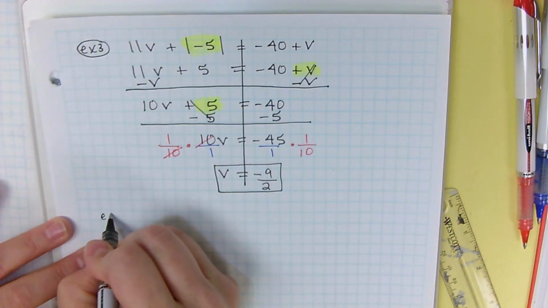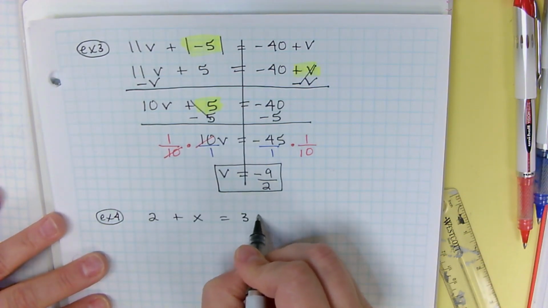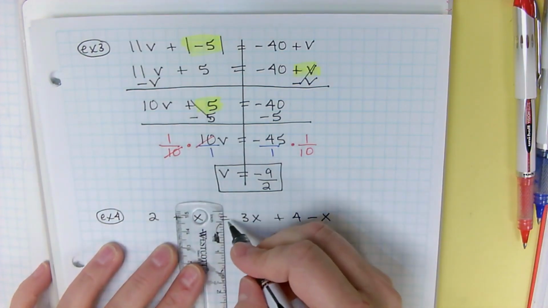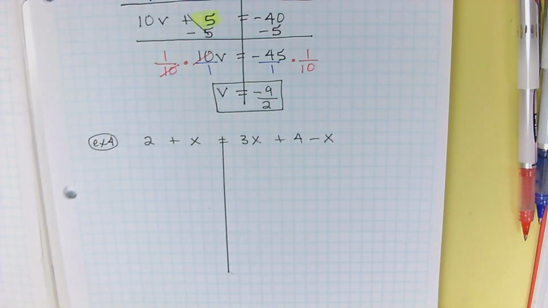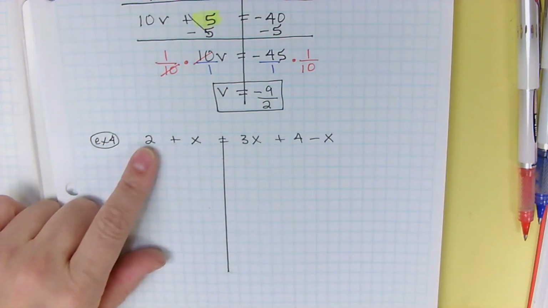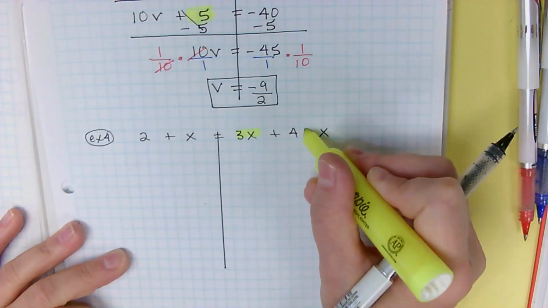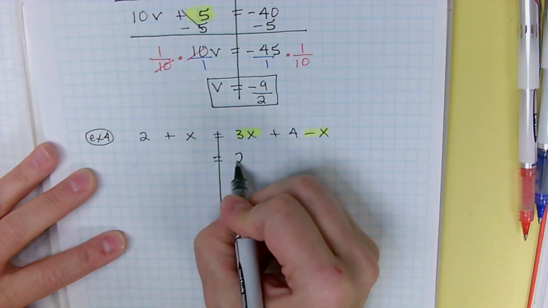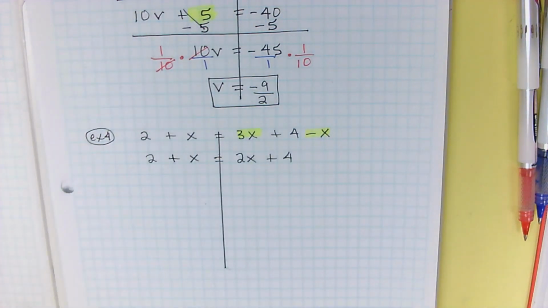All right, last one on the notes. 2 plus x equals 3x plus 4 minus x. Draw a line down the middle. All right, step 1 is to simplify. On the left, I cannot add a 2 to an x. On the right, though, I have a 3x and a -x. I can add those together. 3 minus 1 is 2x. Recopy the rest. All right, we are simplified.